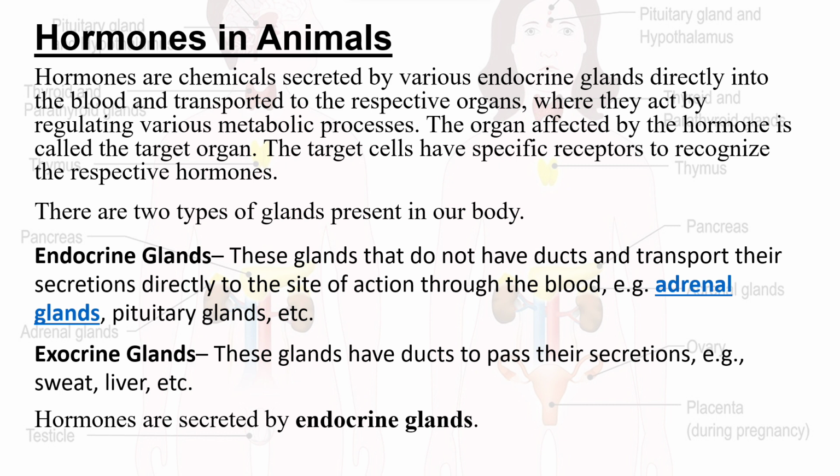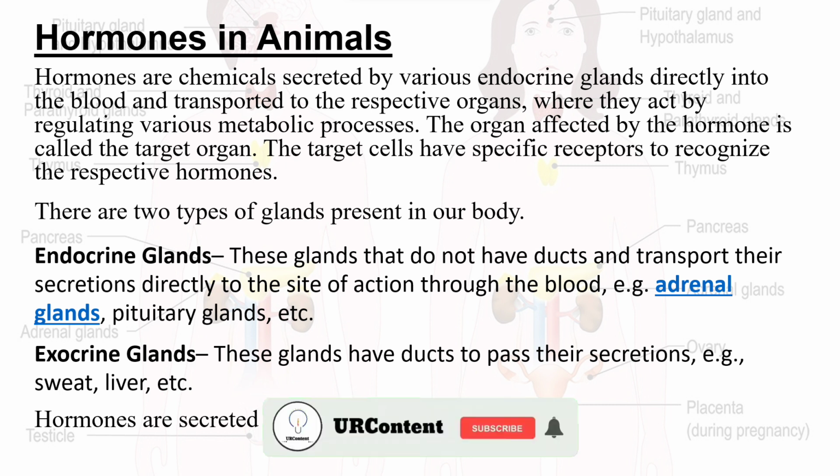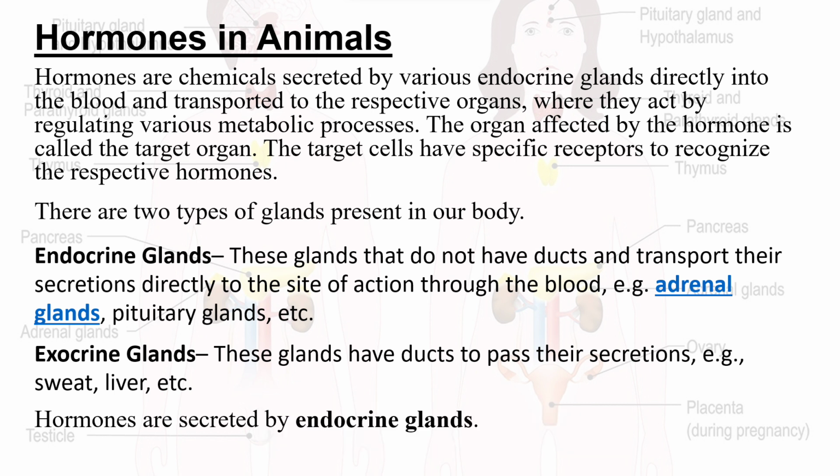Hormones in animals. Hormones are chemicals secreted by various endocrine glands directly into the blood and transported to the respective organs, where they act by regulating various metabolic processes. The organ affected by the hormone is called the target organ. The target cells have specific receptors to recognize the respective hormones.